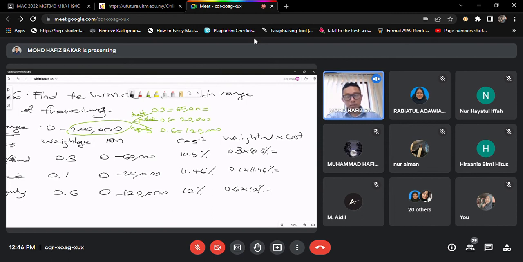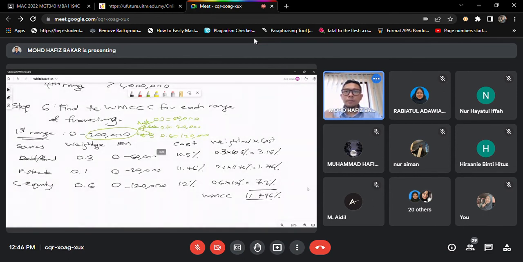Okay, 0.3 times 10.5 equivalent to 3.15%. 0.1 times 11.46, 1.146%. 0.6 times 12, 7.2%. Okay, 7.2 plus 1.146 plus 3.15. Okay, total 11.496%. So this is WMCC, the cost for first range. The cost or WMCC for the first range.